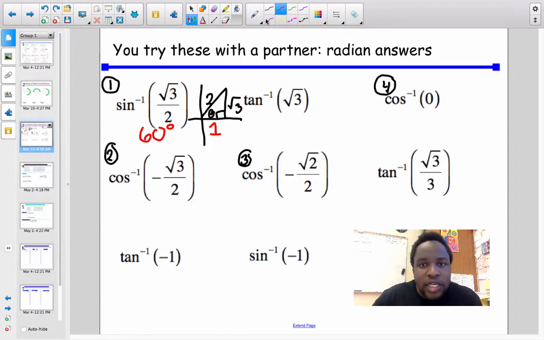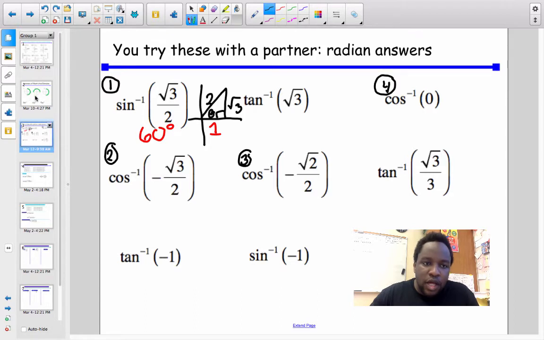All right, let's take a look at another one. So inverse cosine of negative square root 3 over 2. We have a negative this time. This is asking, what is the angle when the adjacent over the hypotenuse is negative square root 3 over 2?